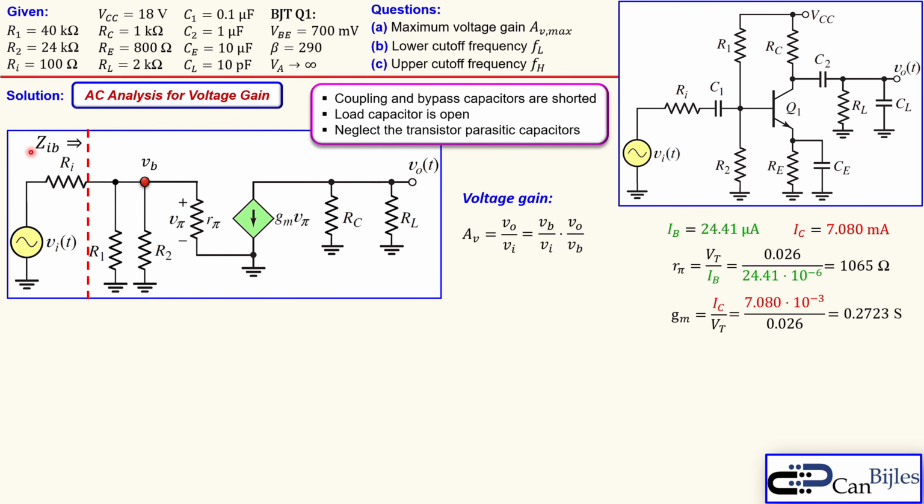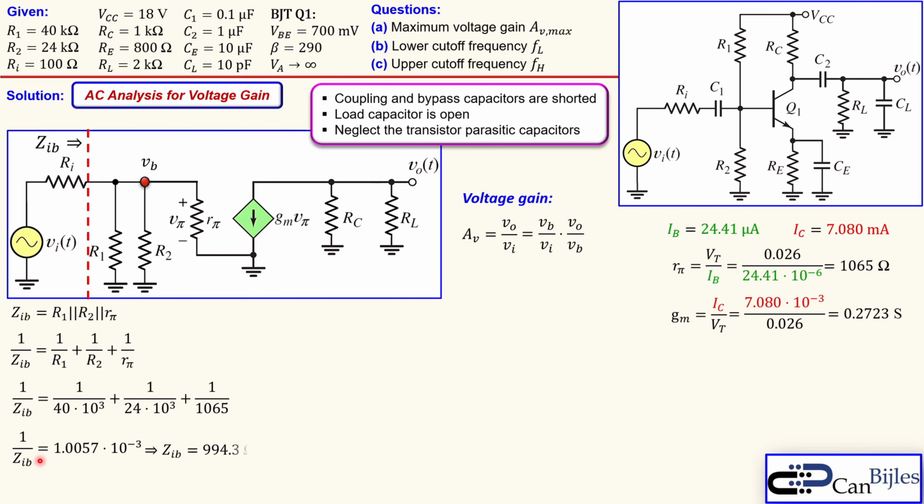Now looking here, I call this ZIB, looking into the base node. Then I see the following: R1 and R2 and RPi effectively in parallel. That's shown here. So I can calculate that as 1 over ZIB equals 1 over R1 plus 1 over R2 plus 1 over RPi. You just substitute the values and you get ZIB. We calculate that as 994.3 ohms. So looking into the base node, I see effectively this much impedance.